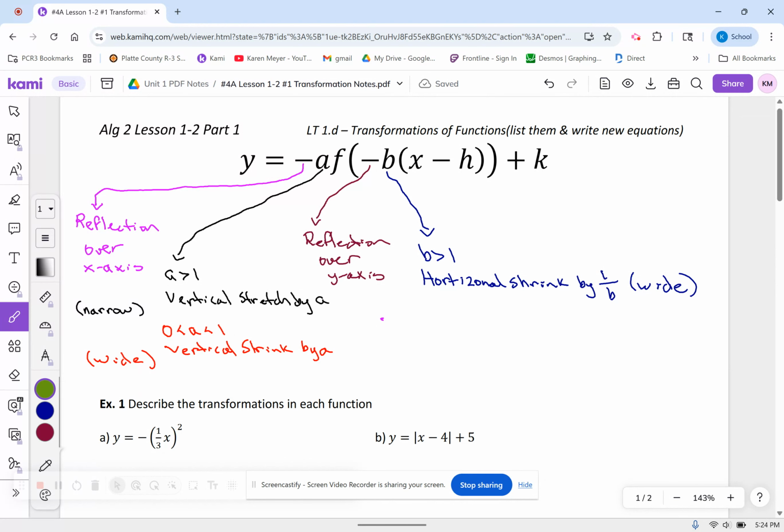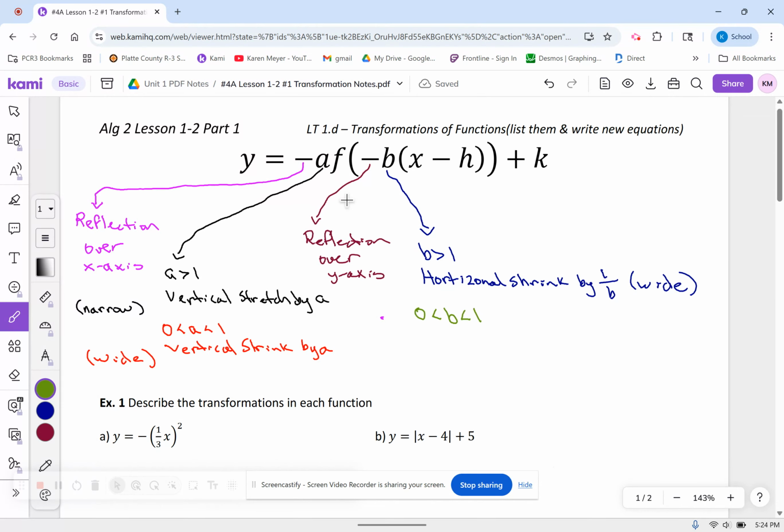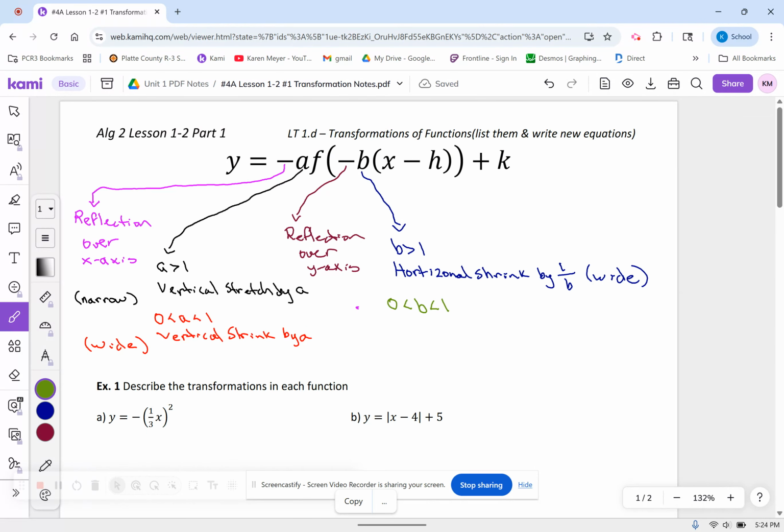So the next thing we have is, what if B is between 0 and 1? Then that's going to be a horizontal stretch by just the letter B. And what does this do to the picture? It makes your picture more narrow.